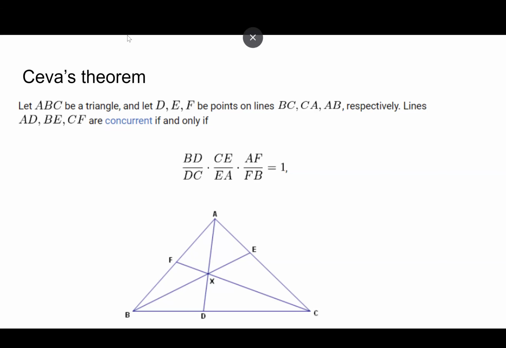Okay, so what this theorem tells us is let's say we have a triangle ABC, right? And then we let D, E, F be points on lines BC, CA, AB respectively. Then lines AD, BE, CF are concurrent if and only if this product holds. And note that the points have to be collinear, so A, E, C, A, X, D, and so on must be on the same line.